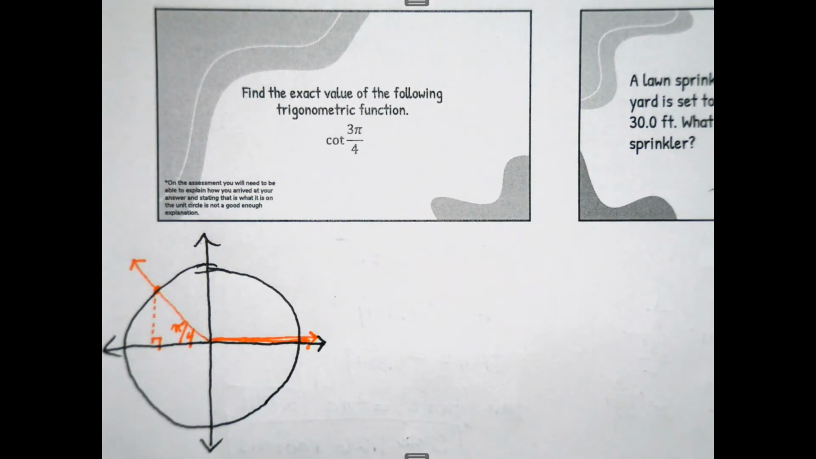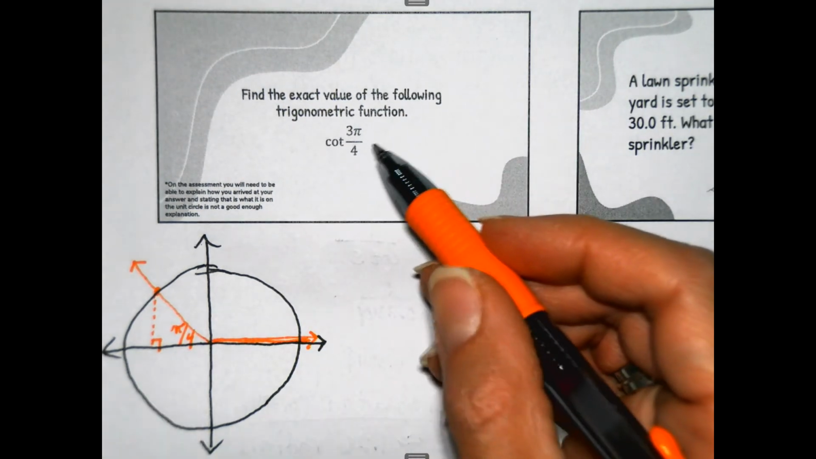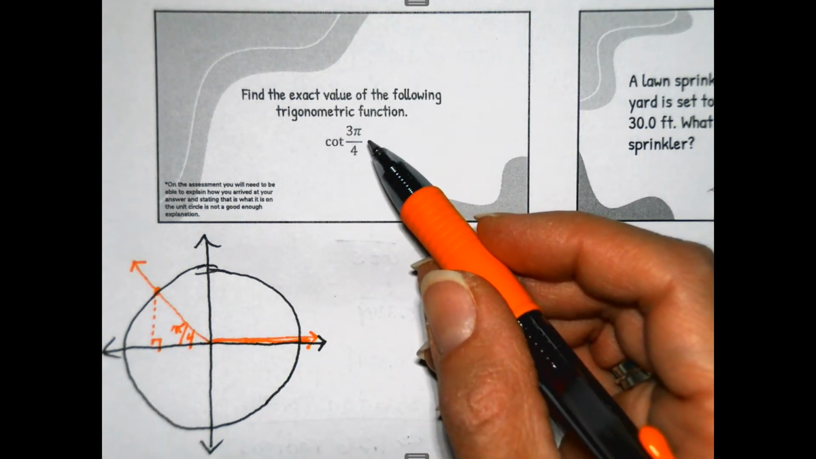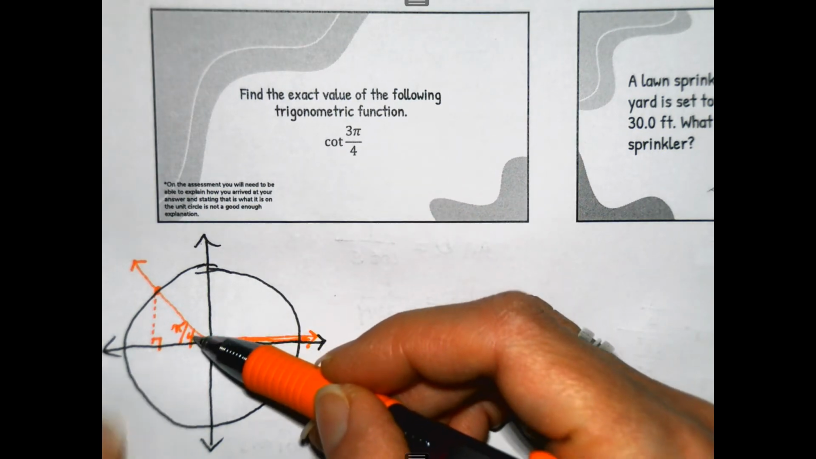You could have converted this to degrees. In degrees, you would end up with 135 degrees, which is in fact 45 degrees away from 180.